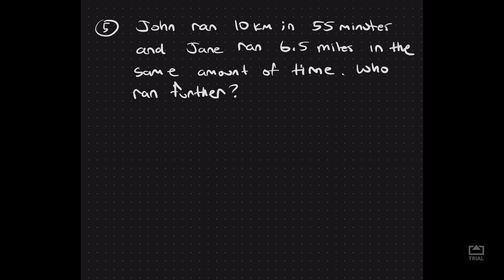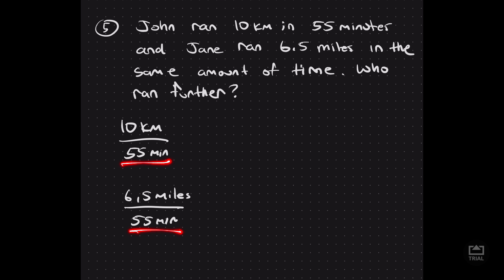We got John. It says he ran 10 kilometers in 55 minutes. And Jane ran 6.5 miles in the same amount of time, in 55 minutes. So because the time is the same, 55 minutes and 55 minutes, really I can sort of ignore that. So basically I just need to see, well, what is further, 10 kilometers or 6.5 miles?